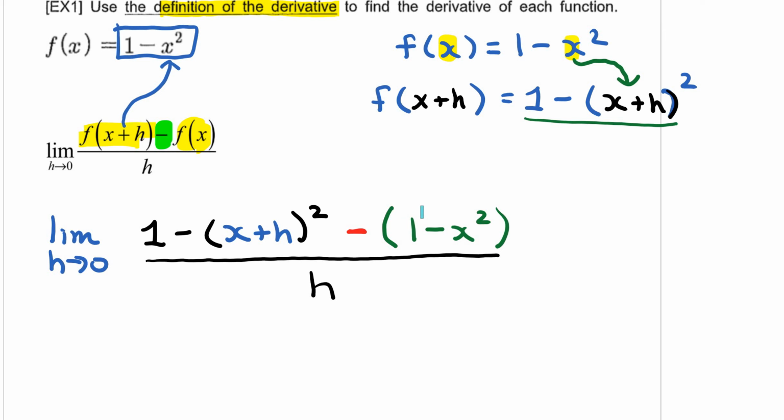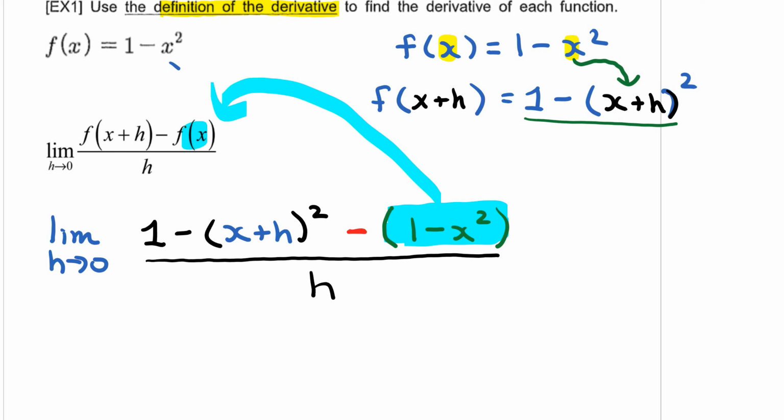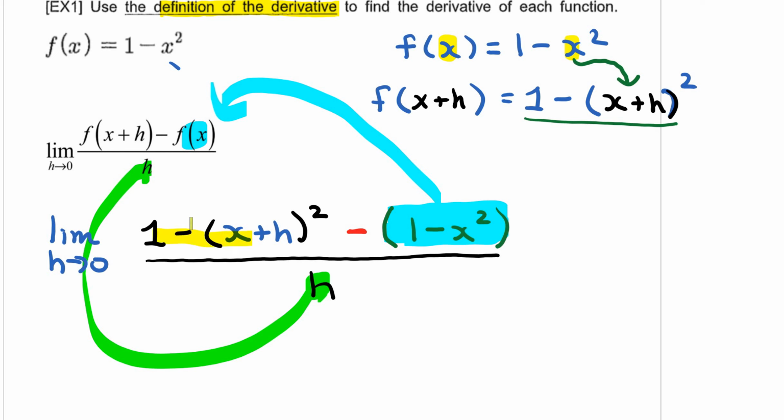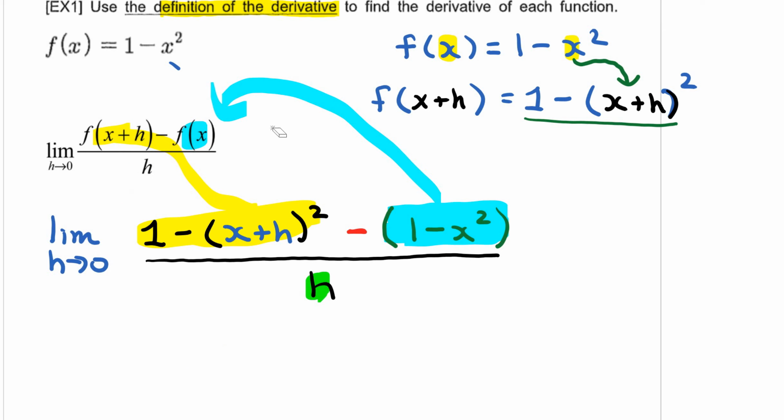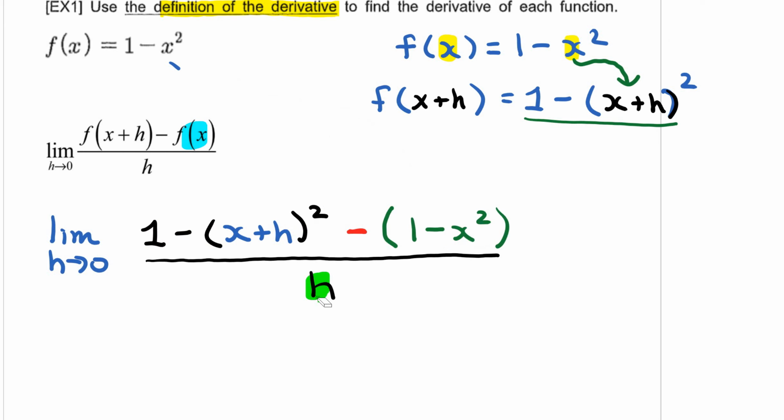Once again, this part here in blue, if I erase all the colors here, is this function right there. That's f of x. This h is obviously that h right there. And this part right here is really the original function, where we're replacing all the x's with x plus h. With that being said, now let's see if we can finish off the rest of this problem here.